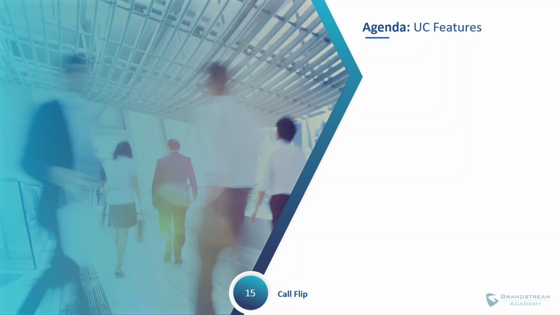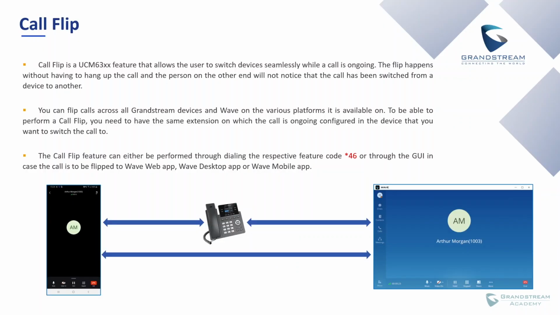And next we're going to talk about Call Flip. Call Flip is a feature available in the UCM6300 series that allows the user to seamlessly switch between two devices. Let's say that you have received a call on Wave on your mobile phone. You can quickly continue that specific call on a Wave desktop client or on your Grandstream desk phone. This switch of devices happens seamlessly without hanging up the call. Your correspondent will not even notice that you have switched from one device to another.